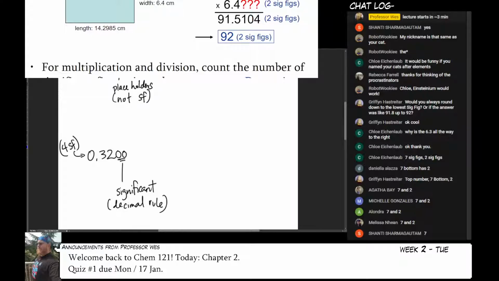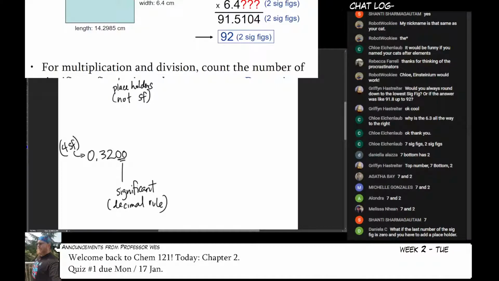In a second, we're going to talk about scientific notation, which is another way to always get the correct number of sig figs. What if the last number of the sig fig is 0 and you have to add a placeholder? That would be a situation like this, where you need to have 2 sig figs, and your number was like 800. What do I do here? Because these are supposed to be significant, but this one's not. How do I do that? And the answer is what I was just segueing to: scientific notation. We'll get to that in a second, but this is what that would look like. That would have 2 sig figs. We're going to do that in the next section, so, just jumping ahead.